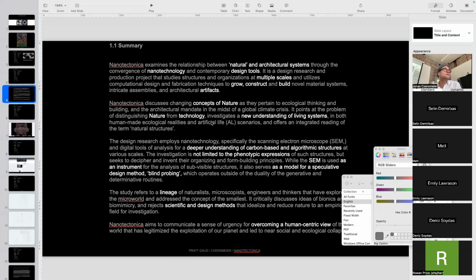It's a really super interesting correlation, and some of the things that we take for granted are actually changing over time. So the very beginning here, the relationship between natural and architectural systems, you already now can perhaps look at in a slightly different way than only 10 minutes ago. And through the conversion, here's another couple, of nanotechnology and design tools. So what does that mean? So nanotechnology is actually any technology that operates at a sub-visible scale, meaning sub-visible to the human eye.